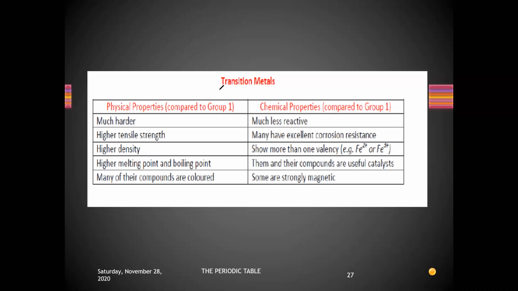Is the comparison of the properties with group 1 clear? Sometimes they ask you to compare the physical properties of transition elements with group 1, and sometimes the chemical properties of transition metals with alkali metals or group 1. Any doubt in this part?